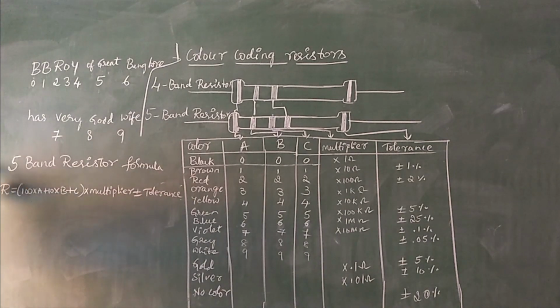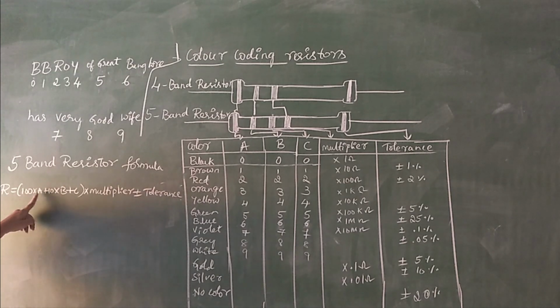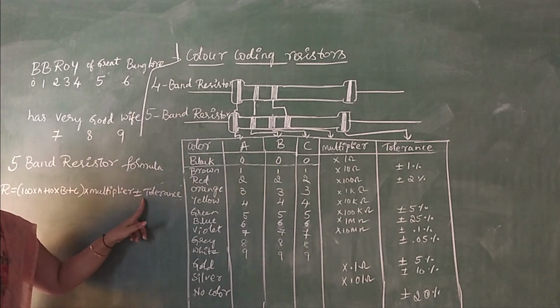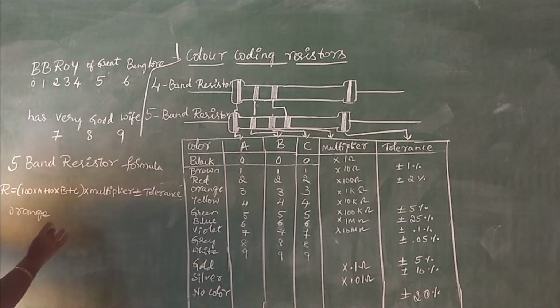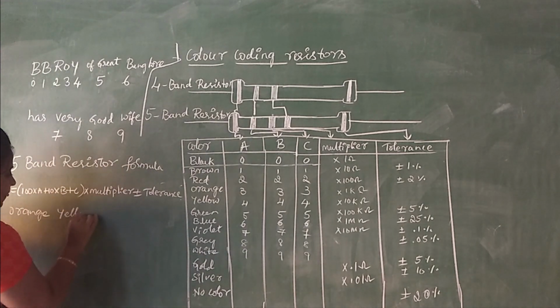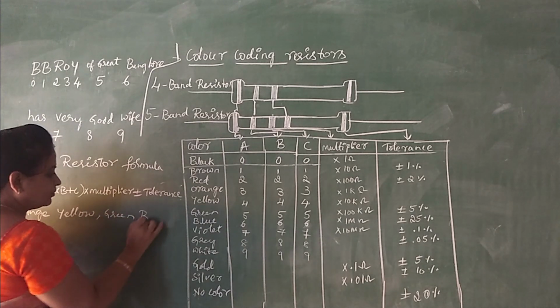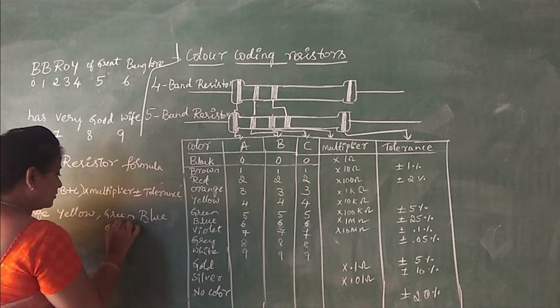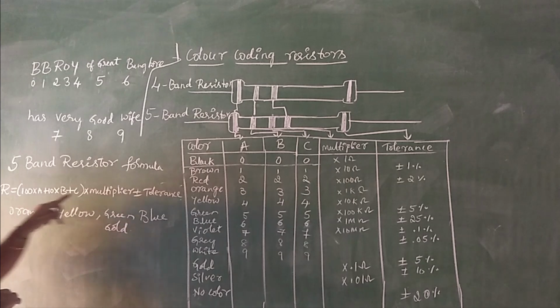Next we have the 5-band resistor formula, that is R is equal to (100 into A plus 10 into B plus C), close the bracket, into multiplier, plus or minus tolerance. I will take an example. First one is orange, second one is yellow, green, blue, gold. So the first band color, that is A, is orange. Look at the table for orange.